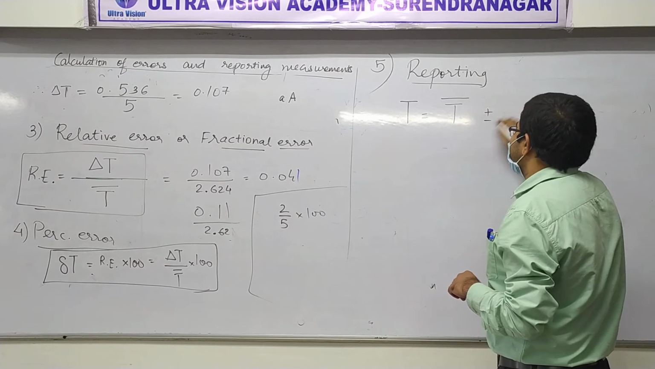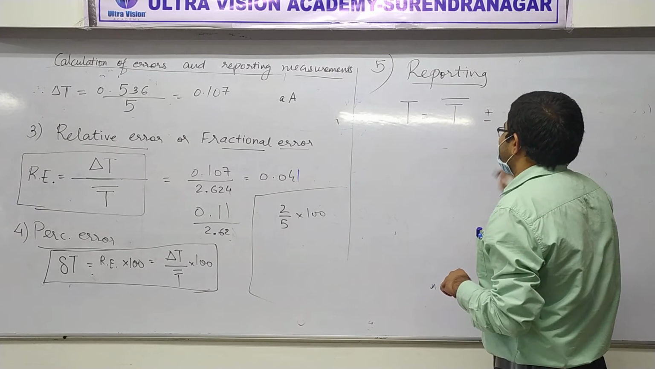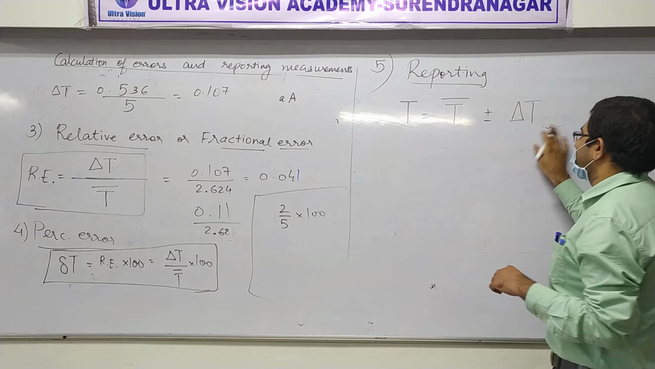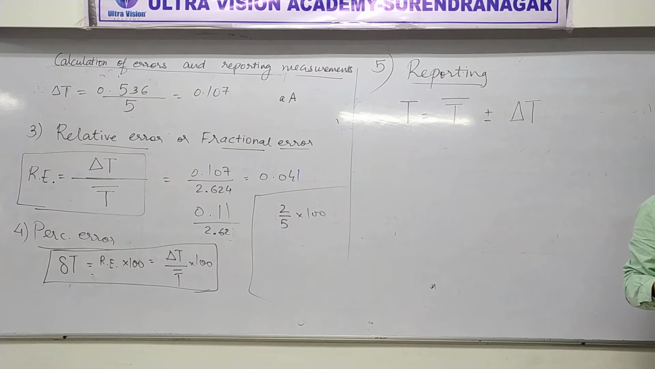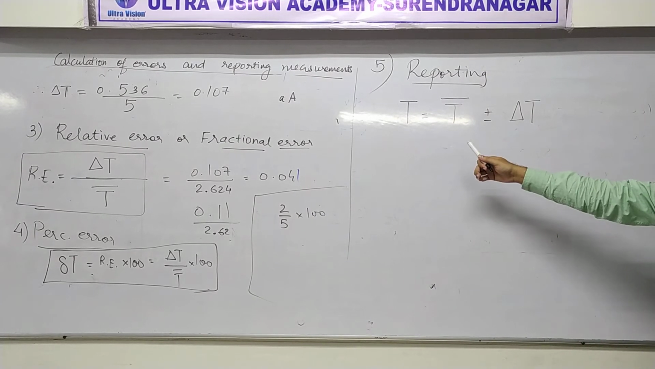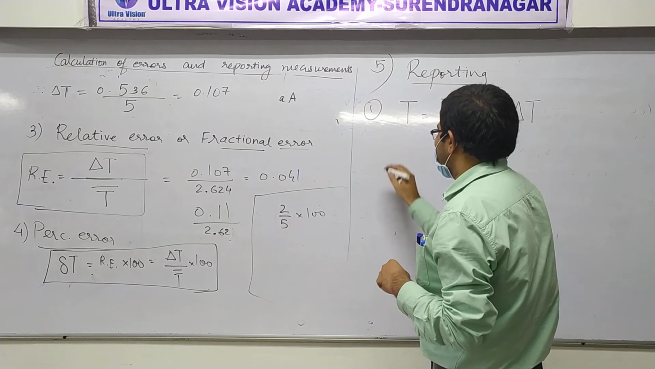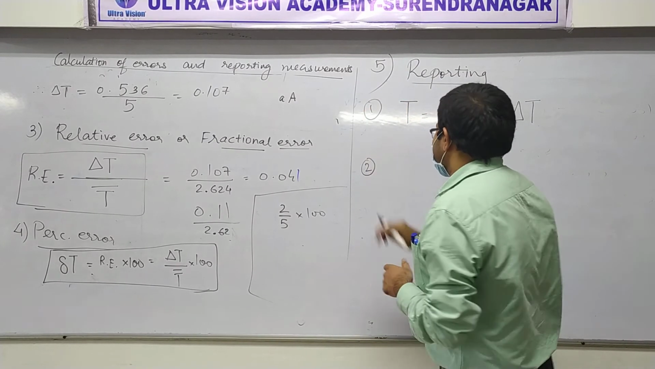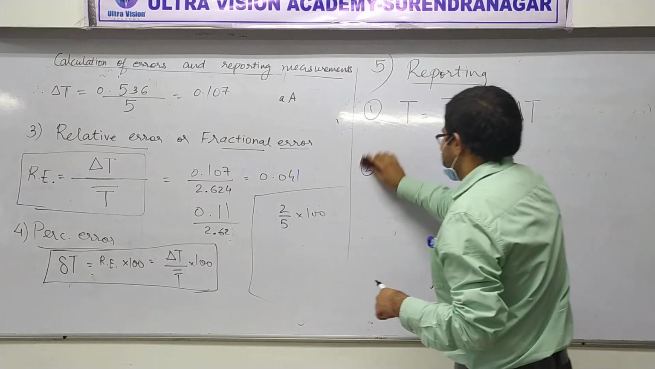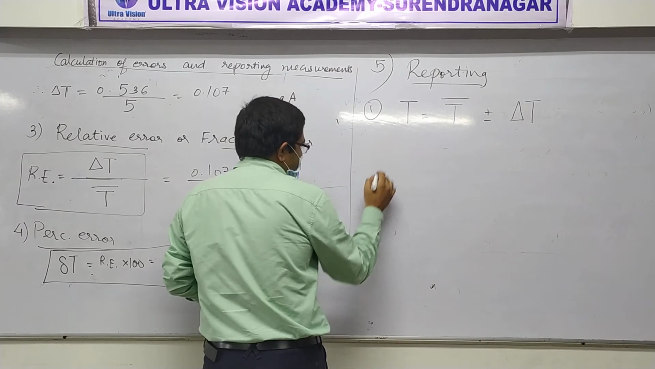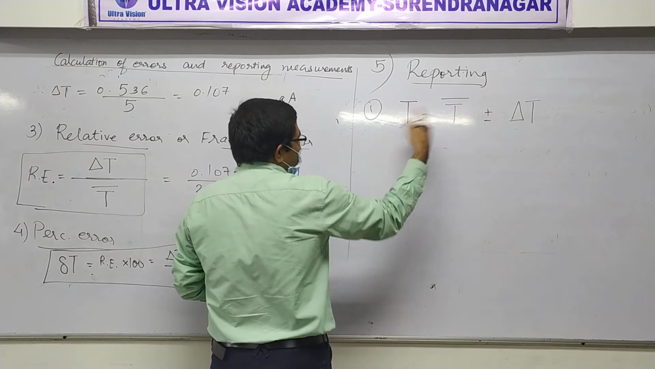You write plus or minus and you write delta T, or delta T mean if you are using that symbol, whichever symbol you have used. This is how you report. This is one way to report. What's the other way to report? We'll see it. First of all, let's put the value.